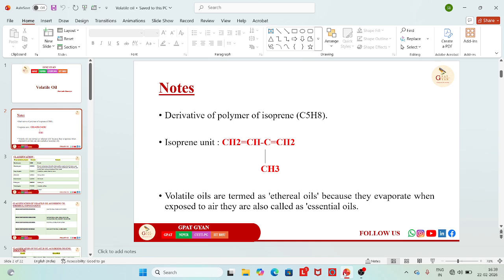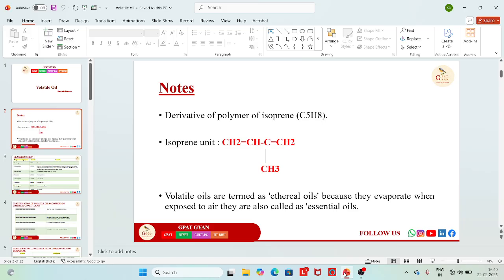Firstly, what are the volatile oils? We know that they come from isoprene units. And the isoprene units are the C5H8 unit with this kind of configuration. By attachment of different kinds of isoprene units, they form different kinds of terpenoids like the hemiterpene, monoterpene, sesquiterpene, etc. There are different kinds of terpenoid units and also different kinds of volatile oils formed with the help of the terpenoid units as building blocks. They are basically the building blocks.